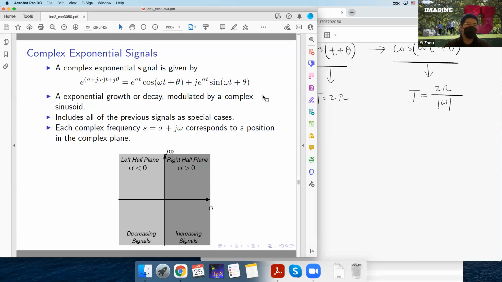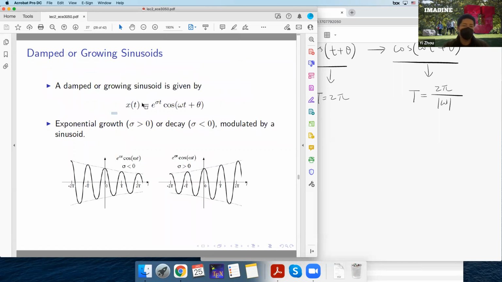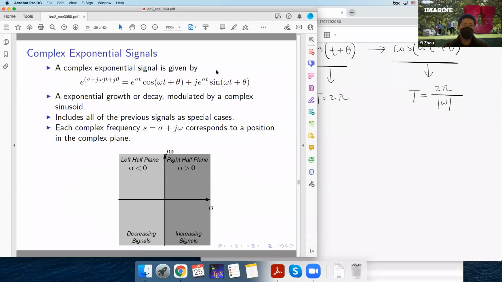And then we can further generalize the exponential part to a complex version. For this complex exponential signal, both the real part and the imaginary part are the previous exponentially scaled sinusoidal signals. Okay. So both the real and the imaginary part take this standard form. Here the imaginary part has a sine instead of cosine. And then you can apply Euler's formula to write them in a single exponential form.